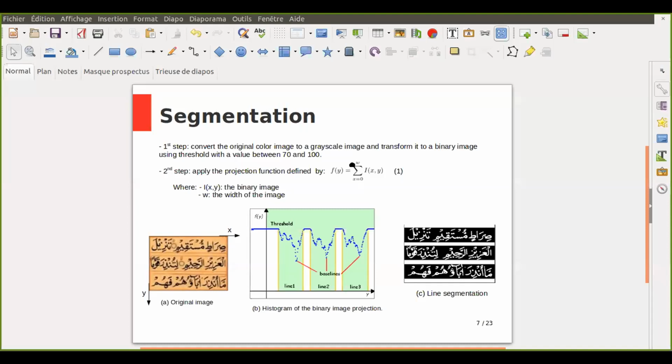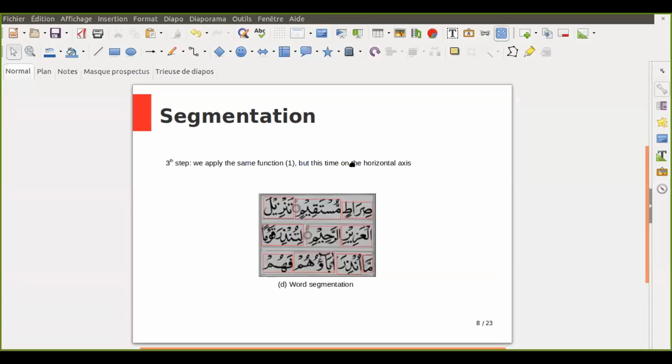Next, the second step is to apply the projection function, which is defined by equation 1, where E of xy is the binary image and y is the weight of the image. And the last step is to apply the same function, but this time on the horizontal axis. This figure shows the results of using these three steps.